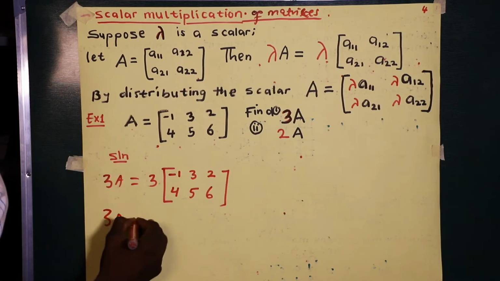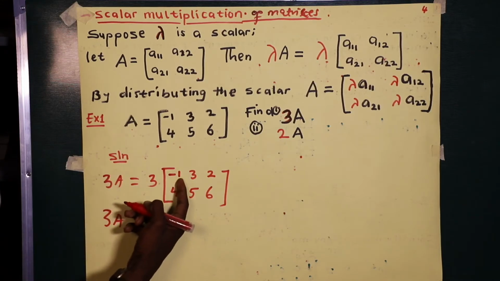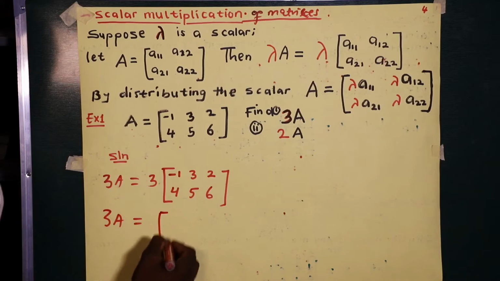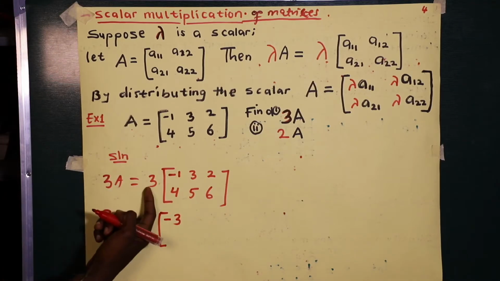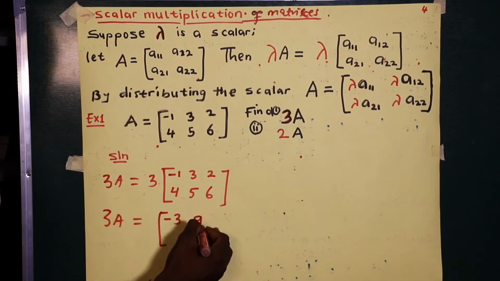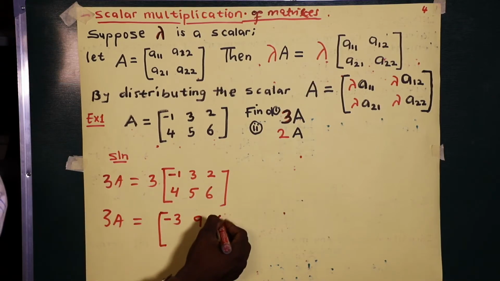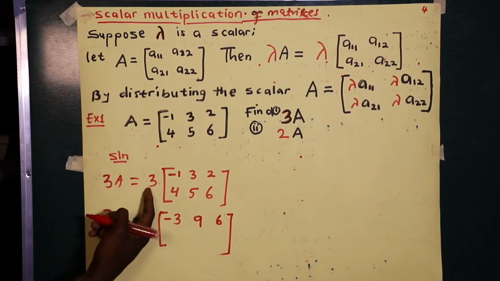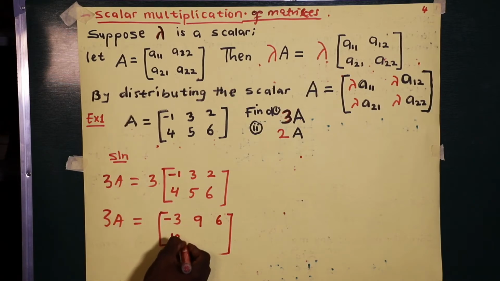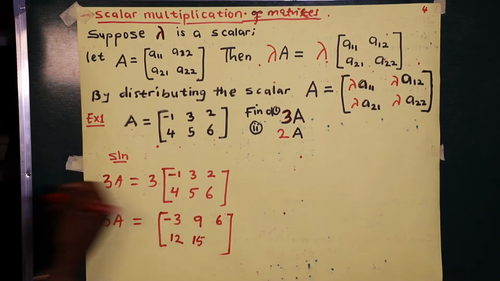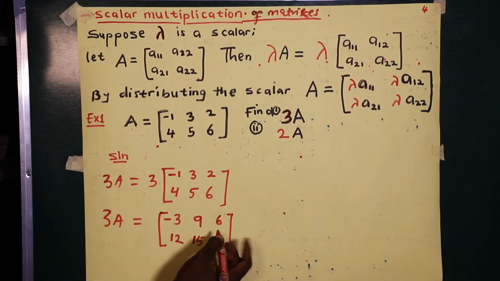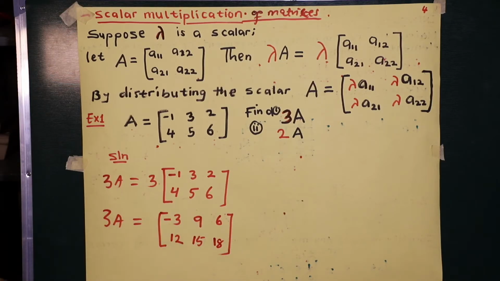3A will be equal to 3 times minus 1, we have minus 3. 3 times 3 is 9. 3 times 2, 6. 3 times 4, 12. 3 times 5, 15. Then 3 times 6, 18. So this is how we make the operation of scalar multiplication of a matrix.